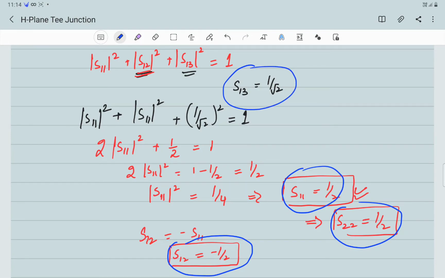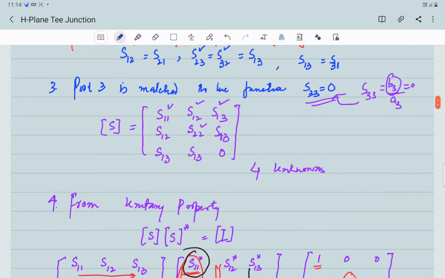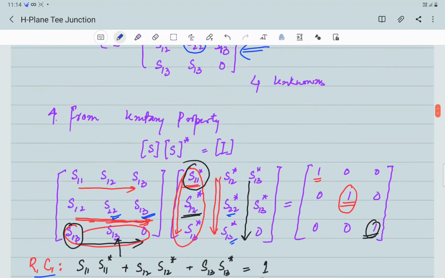So we can write the scattering matrices then. Let's look at the scattering matrices. These are the 4 unknowns: S11, S12, S13, S22. These are the only 4 S parameters that we need to know. So let me write the S matrices then.